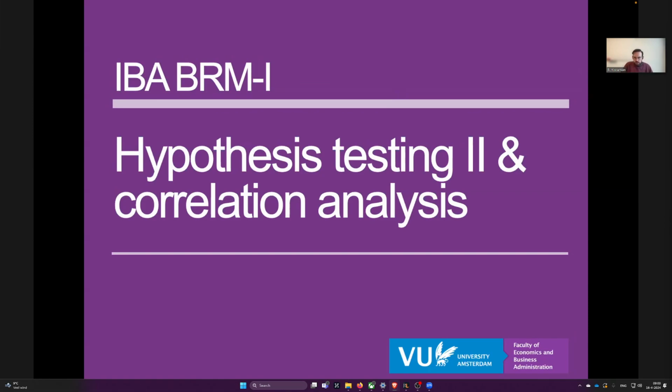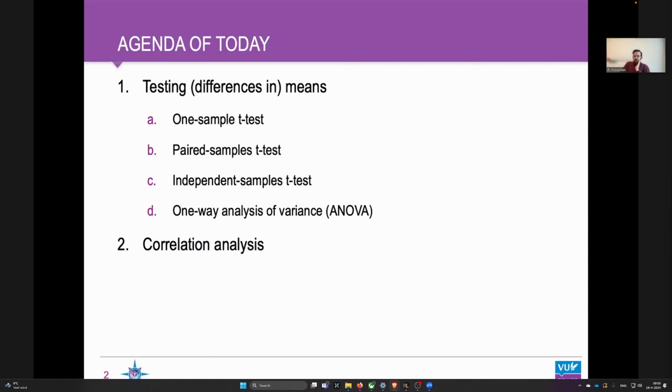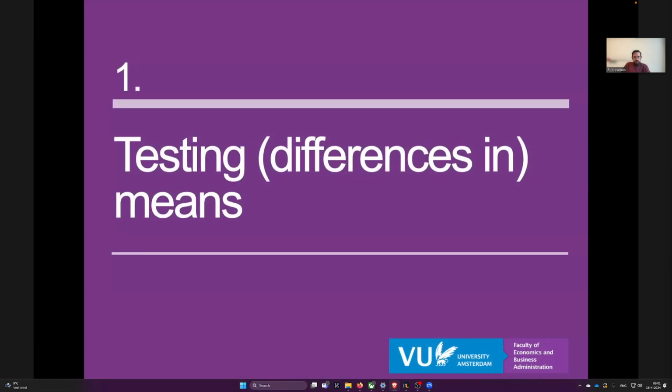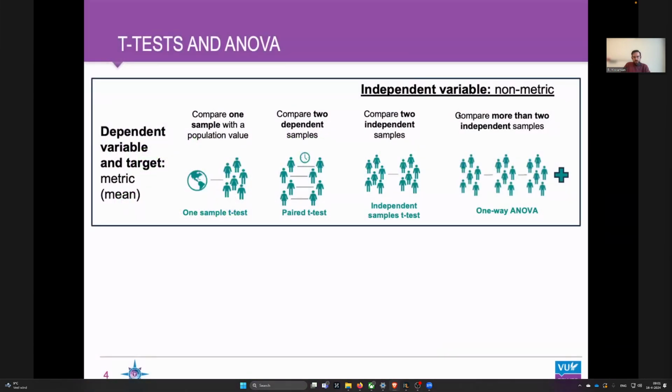Okay, so let's start. Today we will continue with hypothesis testing. In this part, we will look at testing means, or testing differences in means, which will be related to the one sample t-test, all kinds of t-tests, and ANOVA. And finally, we will look at correlation analysis. So let's start with the t-test.